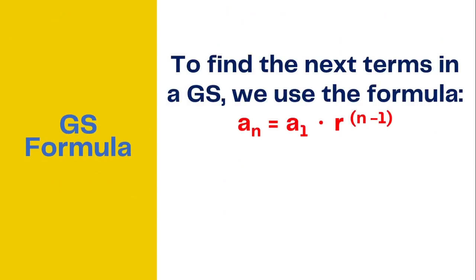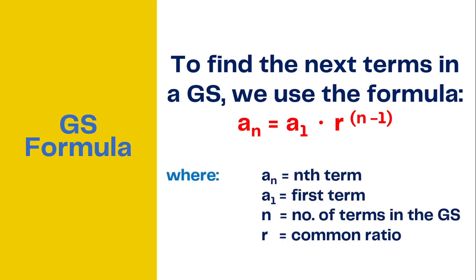So to find the next term in a GS, we use the formula a sub n is equal to a sub 1 times r raised to quantity n minus 1, where a sub n is equal to nth term, a sub 1 is equal to first term, n is equal to number of terms in the geometric sequence, and r is equal to common ratio.